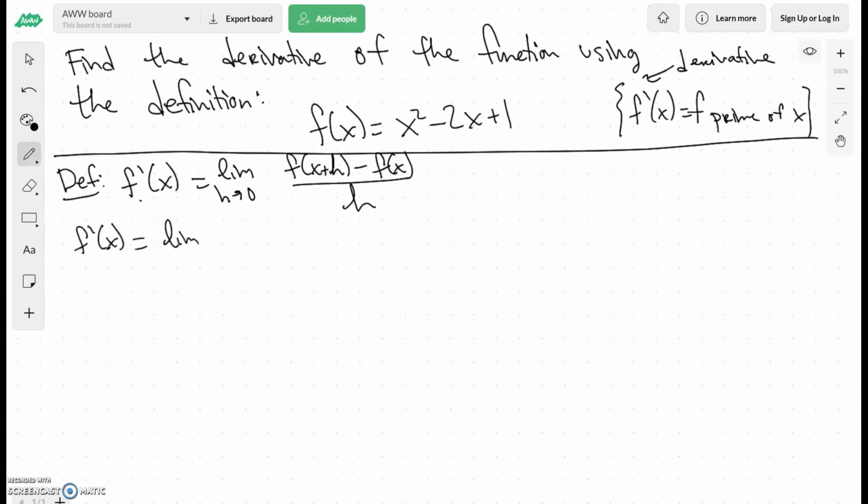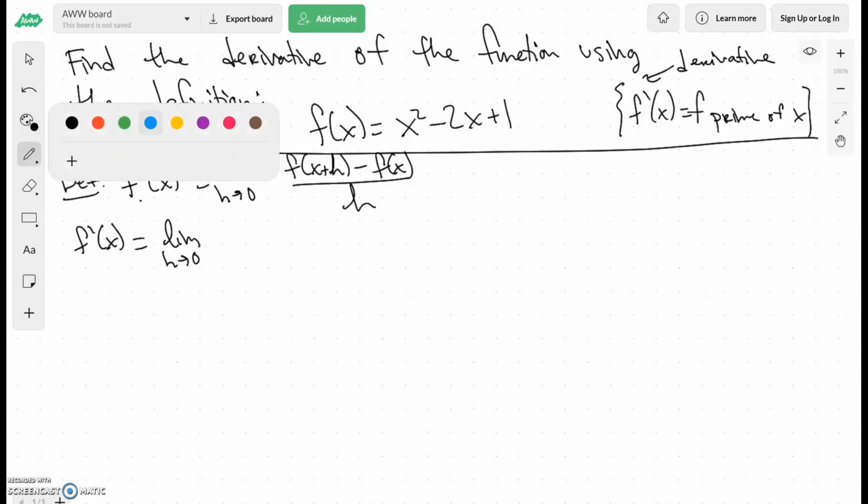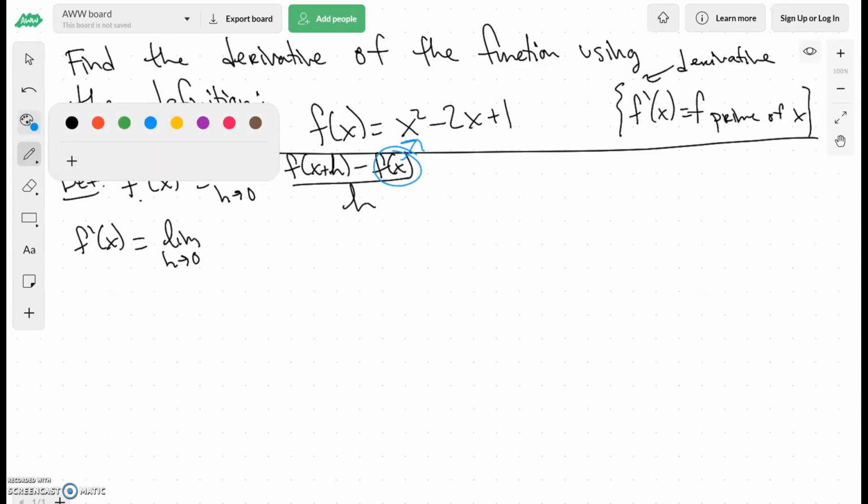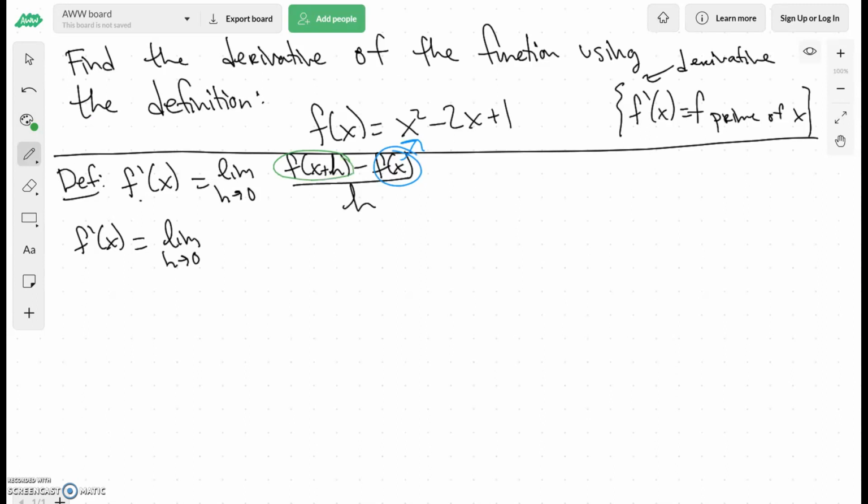So first let me write the limit as h goes to 0. Okay, now we already know what f is. F of x is just this thing. That's just what f is. What about f of x plus h? Okay, what is this? Well, f of x plus h is just plugging in an x plus h into the x. So I'm going to put an x plus h here because there was an x, and then an x plus h here.